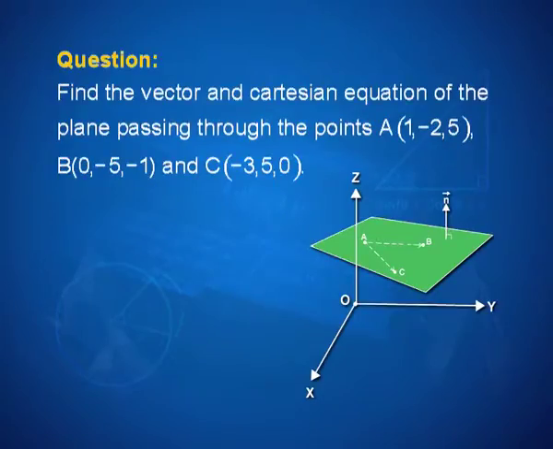The problem here states: find the vector and Cartesian equation of the plane passing through the points A with coordinates 1, -2, 5, B 0, -5, -1, and C -3, 5 and 0. Now, if we try to make a picture as shown here, things will become easier to follow.